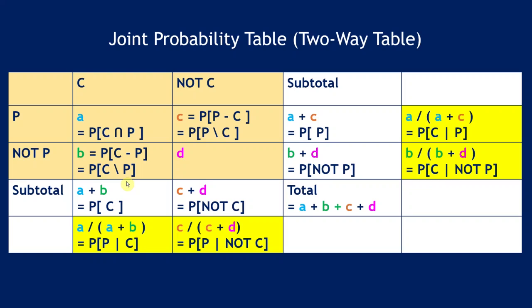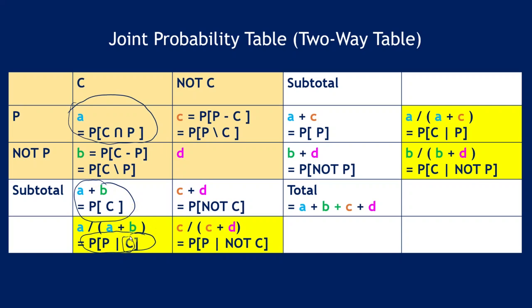So here is the joint probability table. Again, it's the same thing that we saw on the last slide, but now we're adding four more calculations. So the conditional probabilities can be calculated by dividing A. So this is the first one, P given C is A. So this intersection. If you go back and look at the formula, this is exactly what it does. It's the intersection divided by the probability of C.